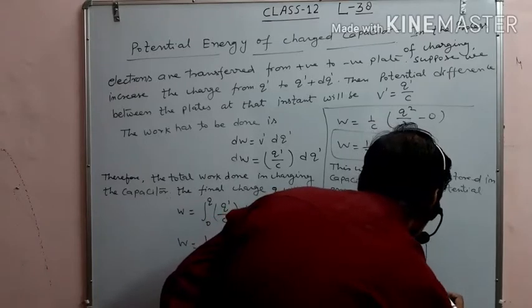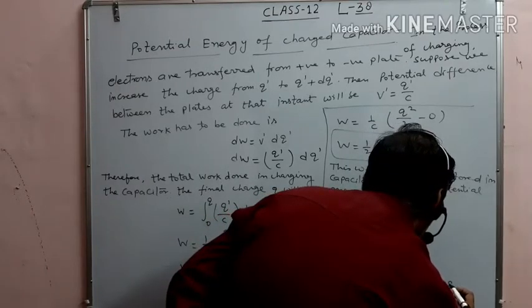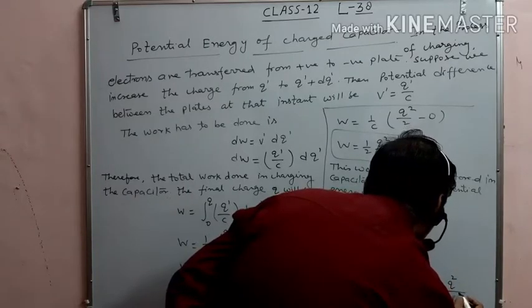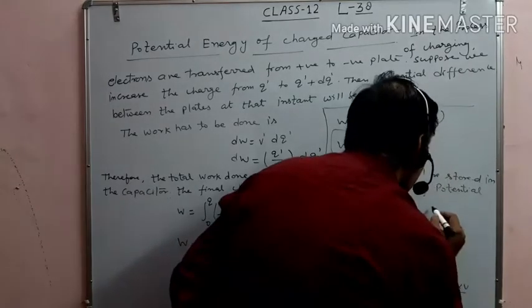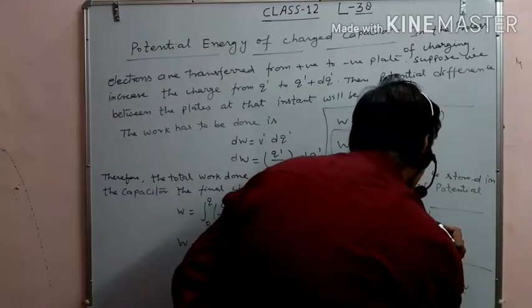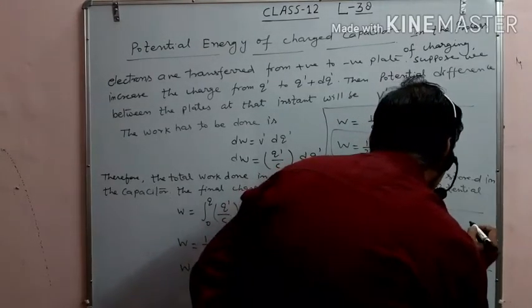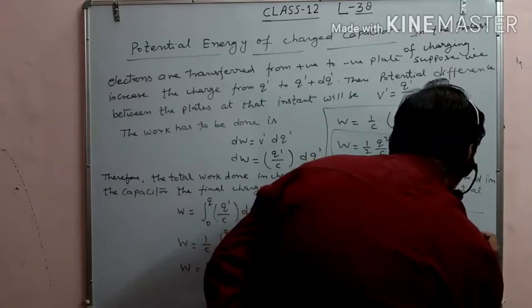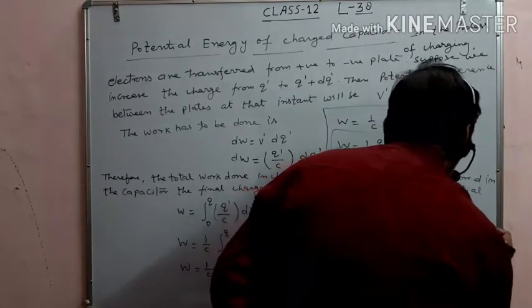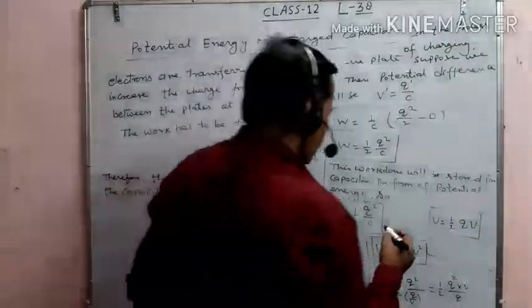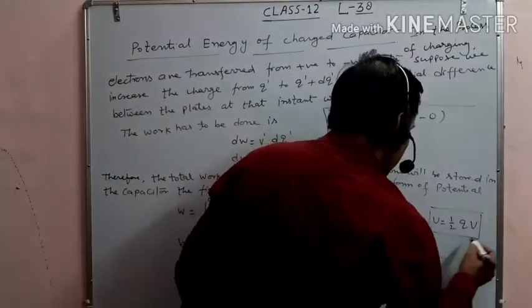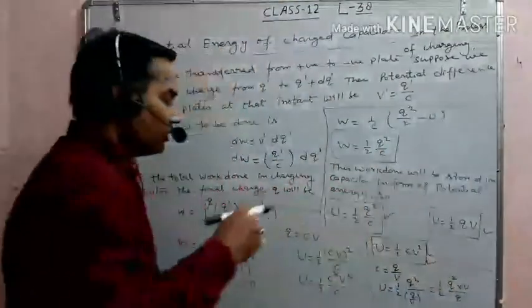So this is Q square into V upon Q, and V upon Q cancels. So this is another shape beta: U is equal to half Q into V. So three relations you can get by using that formula. This is 1, 2 and 3. So there are three shapes.